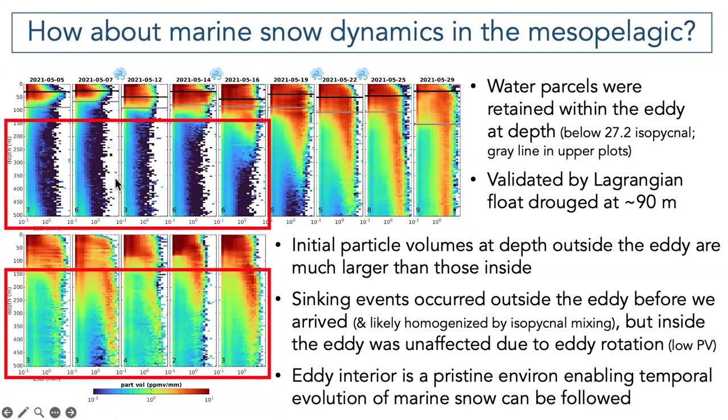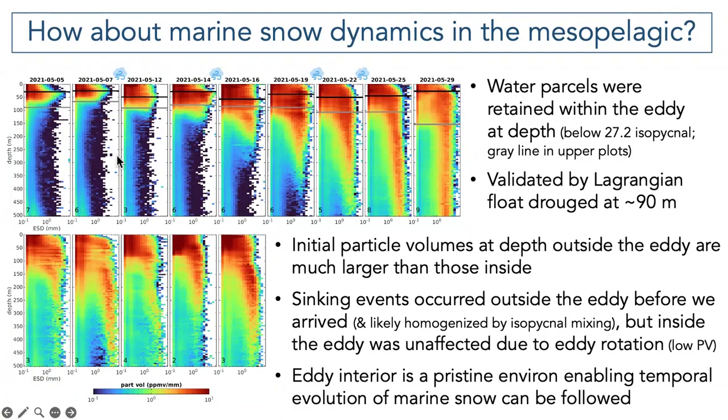But the initial particle volumes outside of the eddy were much greater than those inside. And so what we think happens is that there were sinking events that occurred outside the eddy, and because there was not this low potential vorticity core within the anticyclonic eddy that would keep it from horizontal mixing, these events would mix across. So what we got to see then was this eddy core that was unaffected by previous particle events until our event happened. So it ended up being this kind of pristine laboratory for us to examine the temporal evolution of the rain snow that followed.